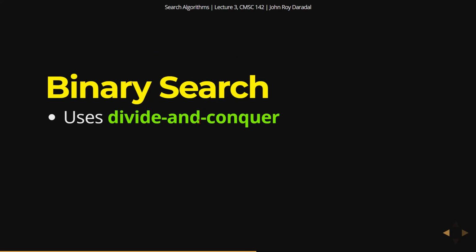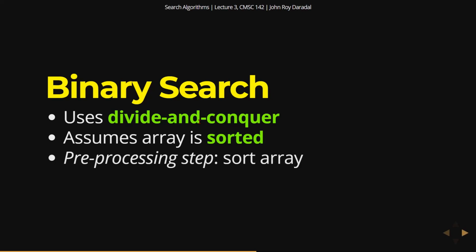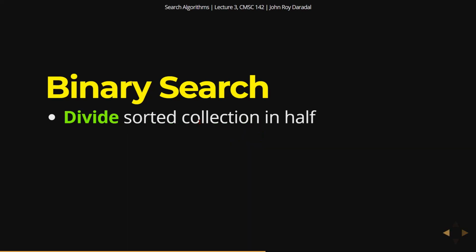Next, let's look at binary search, which uses the divide and conquer technique. We'll learn more about divide and conquer in later lectures, but basically binary search will use this paradigm, and it also assumes that the array is sorted. Just like jump search, if the array is not yet sorted, you'll have to do a pre-processing step to sort the array.